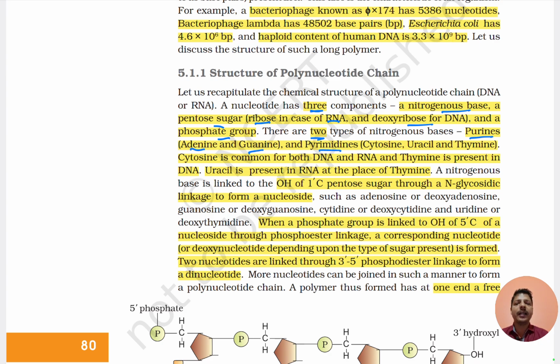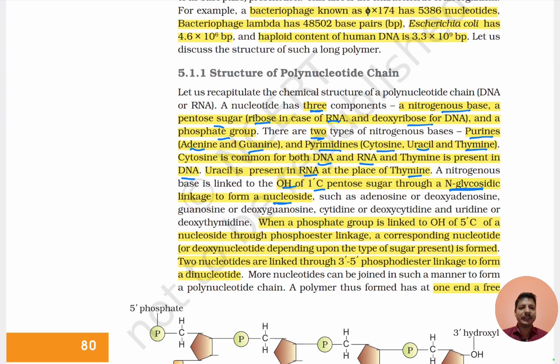Purines are adenine and guanine, and pyrimidines are cytosine, uracil, and thymine. Cytosine is common in both DNA and RNA, and thymine is present in DNA only. Uracil is present in RNA in place of thymine. A nitrogenous base is linked to the OH of the 1' carbon of pentose sugar through N-glycosidic linkage to form a nucleoside, such as adenosine or deoxyadenosine, guanosine or deoxyguanosine, cytidine or deoxycytidine, and uridine or deoxythymidine.